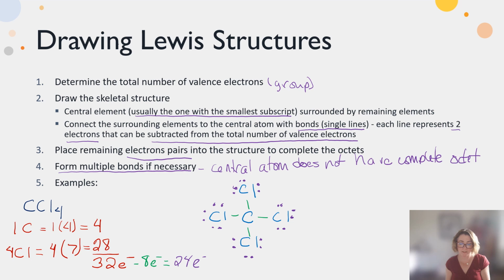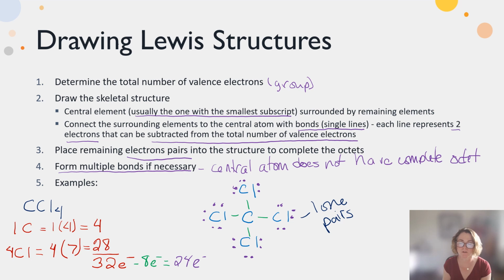Now at this point, I want to make sure that my octet's satisfied for everything and that I have all 32 electrons in here. So each of my atoms is surrounded by 8 electrons. Right, for the carbon I have 4 bonds. For each chlorine I have 1 bond and 6 lone electrons, these are called lone pairs. You're going to hear me refer to them as lone pairs.